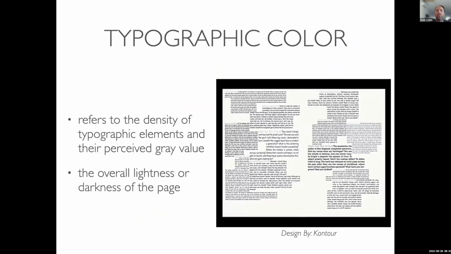Typographic color refers to the density of a particular paragraph. If we were to look at this image on the right and you squint your eyes at it, you could tell that some of the text is a little bit darker than others. And so that might provide emphasis. The density of the text can be its own element. It can live on the page. It can contrast with an image. It can contrast with other text. It can draw attention or not. It contributes to the overall lightness or darkness of the page.